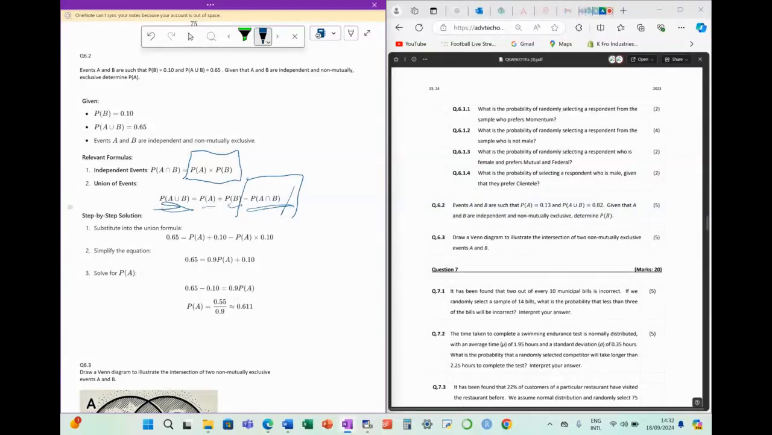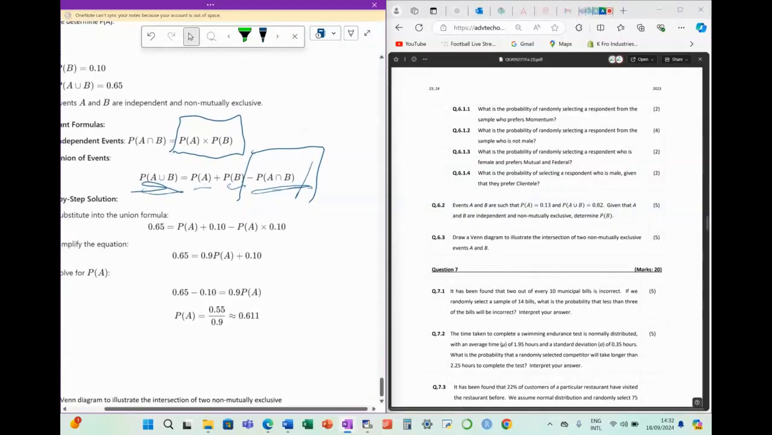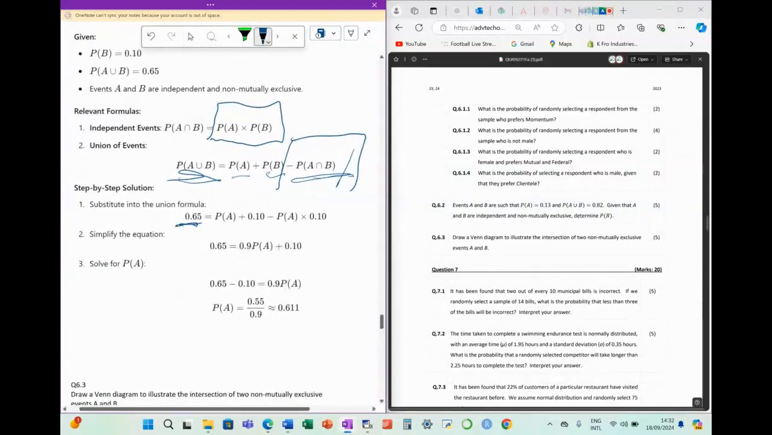We know what the probability of A union B is. They gave it to us, 0.65. We don't know the probability of A, that's what we want to figure out. But we do know the probability of B, which is 0.1. So we plug that in there, and then we solve for A. We need to isolate the probability of A and establish what it is.